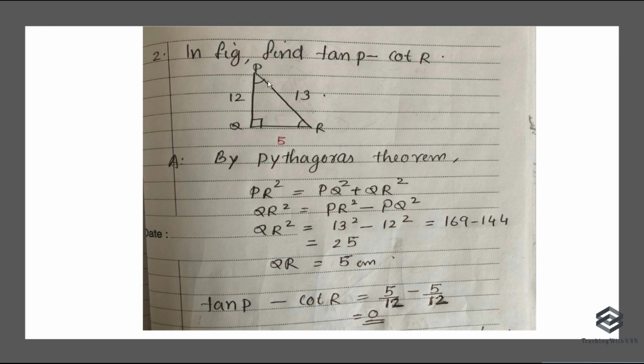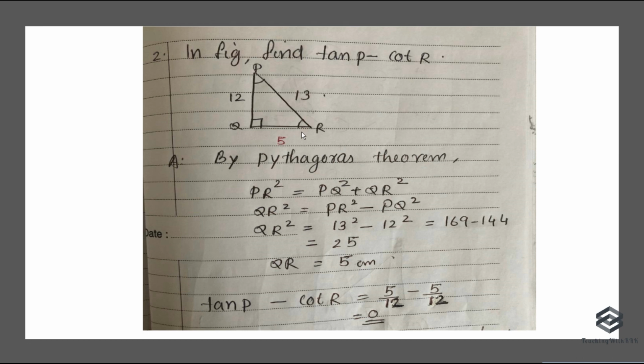Now we can find out tan P and cot R. What is tan P? Tan P is opposite side by adjacent side or sin by cos. Opposite side 5, adjacent side 12. Therefore tan P is 5 by 12. Cot R.